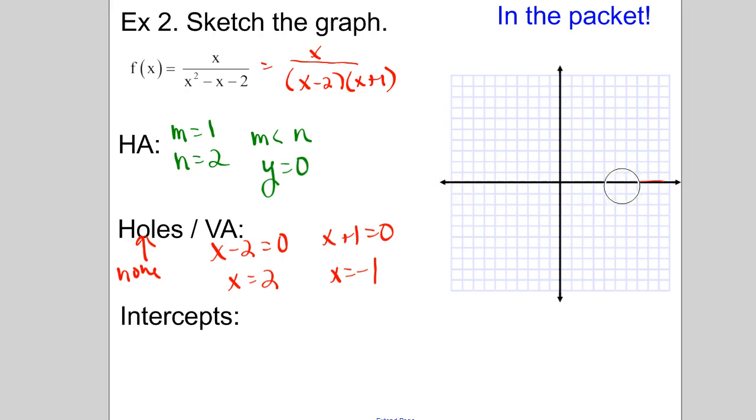So I'm going to go back and put this in green just so I stay consistent. That's my horizontal asymptote. My vertical at x equals 2. So here's a vertical asymptote at x equals 2. And then I'm going to come over here and at x equals negative 1.